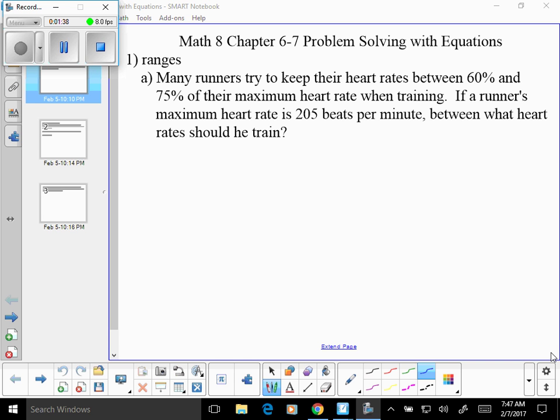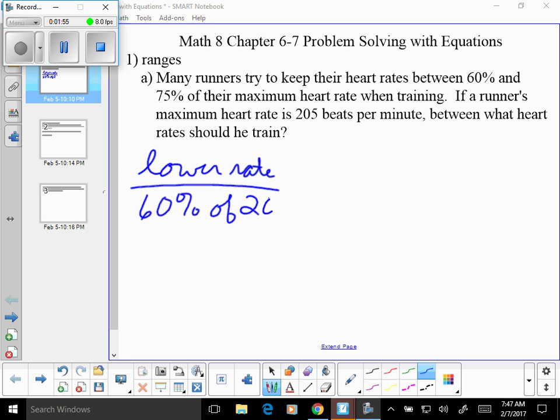So the first part is to find the 60%. I have a tendency to find the lower rate first. And this is done by equation, which remember is percent as a decimal or fraction times a whole equals a part. What we're really finding here is 60% of 205. As a decimal, that's going to be 0.6 times 205 equals n. Running that through the calculator, we're going to find 123 beats. We cannot use any decimals, obviously, because your heart can't beat part of a beat. It's either a beat or not a beat.